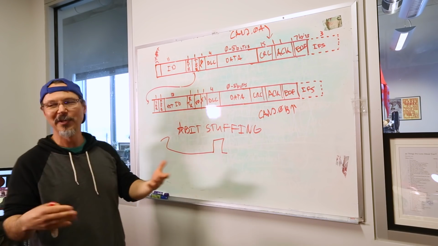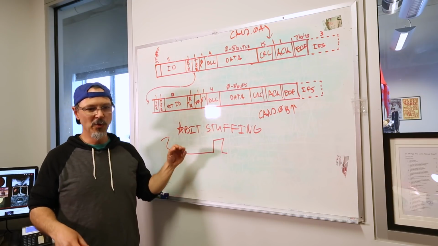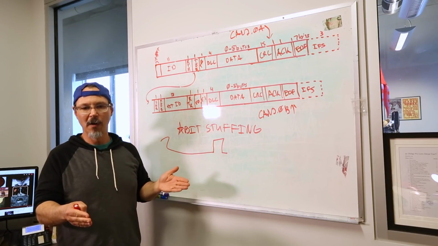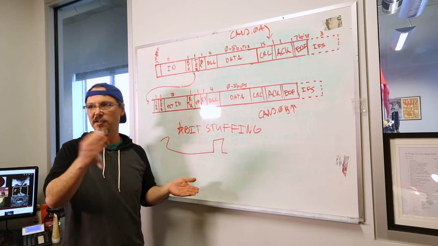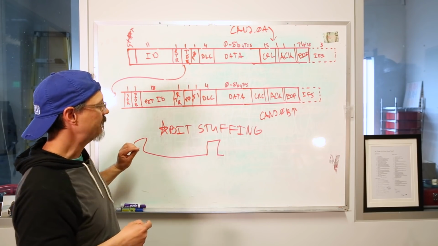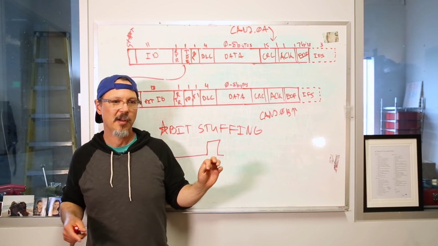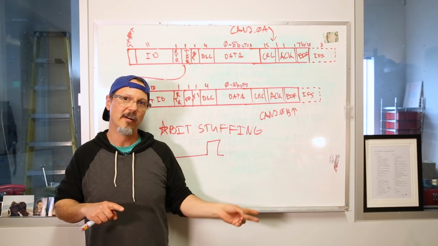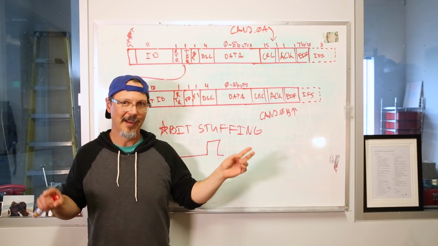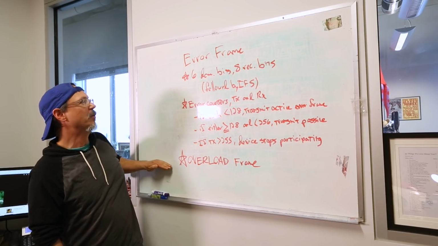Now, the receiving device is counting the bits. That's one of the reasons why being synchronous is important. It will see 5 in a row and go, okay, the next one is a stuffed bit. And the receiver will pull that out, okay? Now, bit stuffing becomes very important for things like error checking, error control. In fact, I'm going to talk about the error frame next. Let's talk about error frames and overload frames.